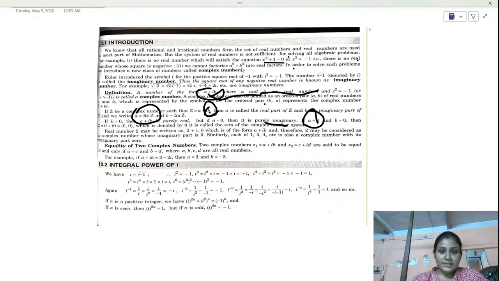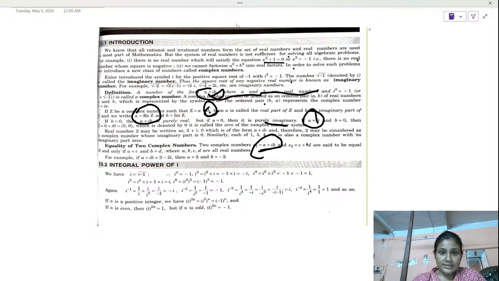Suppose there are two complex numbers. These two complex numbers will be denoted by Z1 is a plus ib, Z2 is c plus id. Okay. These two are complex numbers. If it says that these two complex numbers are equal, then their real parts will be equal among themselves. That means a should be equal to c. And the imaginary parts should be equal.